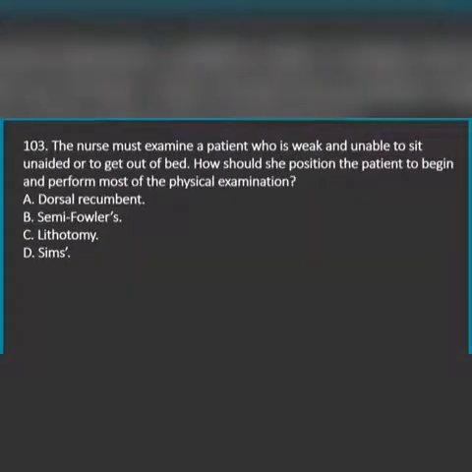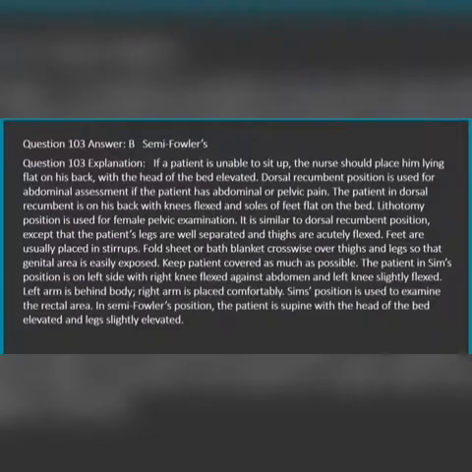Question 103. The nurse must examine a patient who is weak and unable to sit unaided or to get out of bed. How should she position the patient to begin and perform most of the physical examination? A. Dorsal recumbent. B. Semi-Fowler's. C. Lithotomy. D. Sims. Question 103 answer. B. Semi-Fowler's.